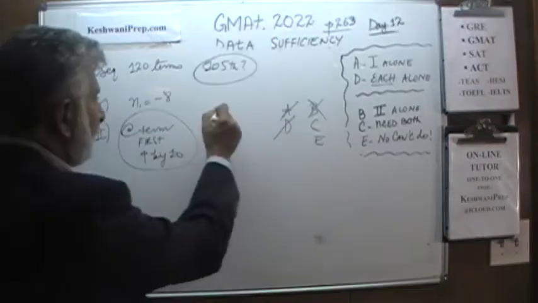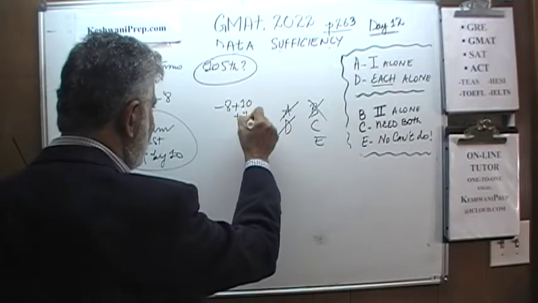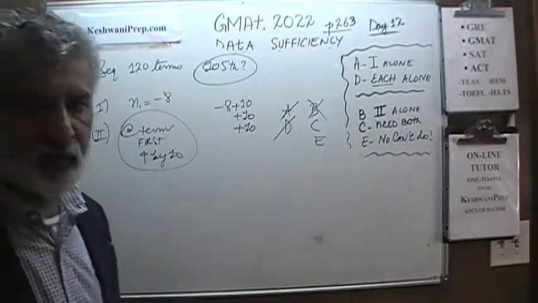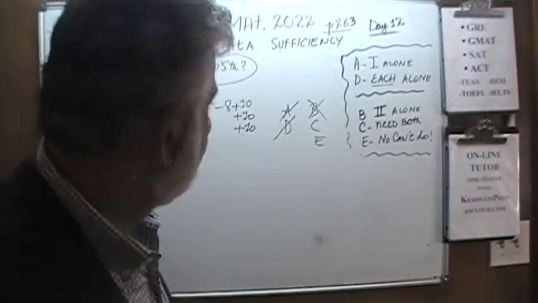We know the first term is going to be negative 8. The one after that is going to be 10 more than that. One after that is going to be 10 more than that. We just keep adding 10 until we get to the 105th term and we can figure out what that is. We know the first term. We know the difference. The answer is C.